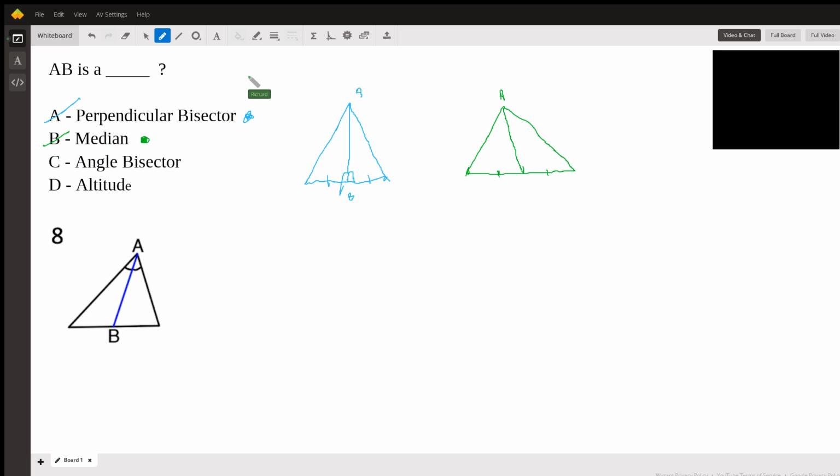Angle bisector is the next one. So we'll use purple. So an angle bisector is just a line that divides the angle into two congruent angles, and this one does. So you can see these two are congruent even though they don't look congruent because they're marked congruent. It doesn't have to look congruent. Diagrams in geometry are not drawn to scale. But this indicates an angle bisector, so this is our answer here.